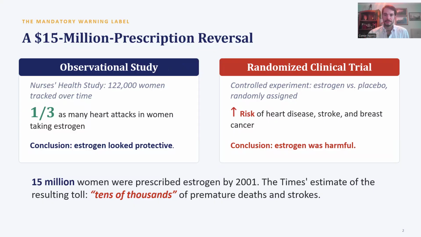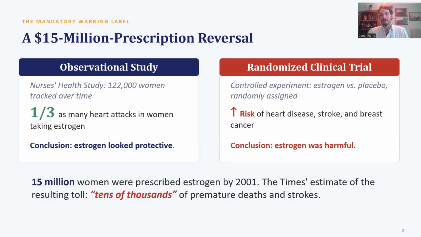So in the 1990s, the medical establishment embraced hormone replacement therapy for menopausal women. And this was based partially on the Nurses' Health Study, which was a massive observational study of over 122,000 women. It found that women taking estrogen had one-third as many heart attacks as women who weren't. And by 2001, 15 million women were taking it.